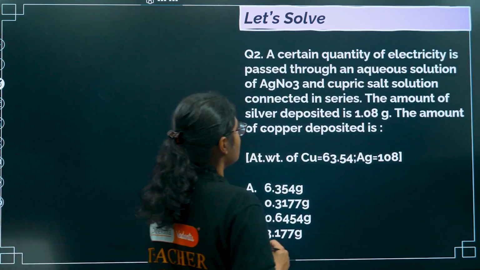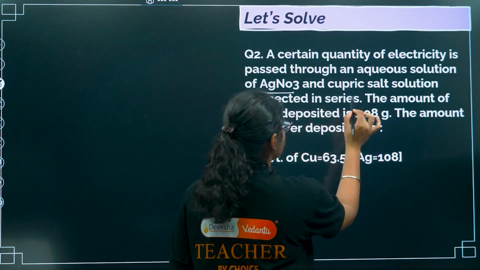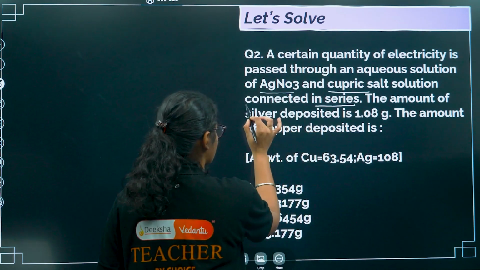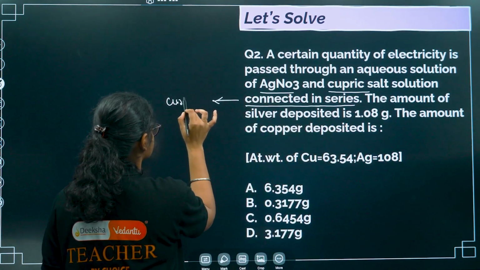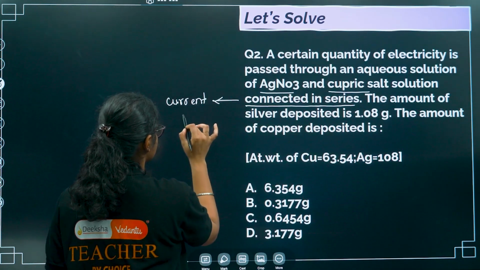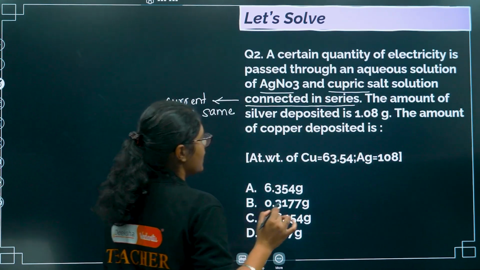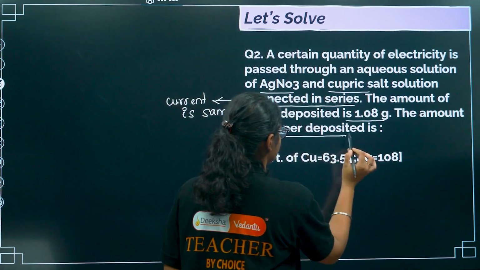A certain quantity of electricity is passed through an aqueous solution of AgNO3 and cupric salt solution connected in series. So whenever it is said that they are connected in series, that means the current is the same. Now the amount of silver deposited is 1.08 gram. The amount of copper deposited is how much?